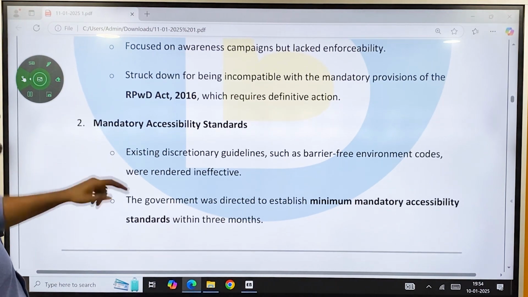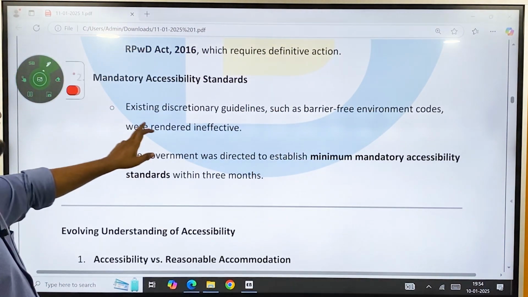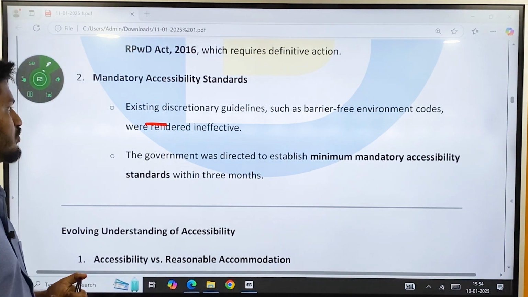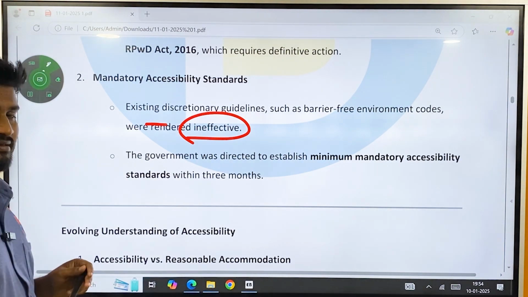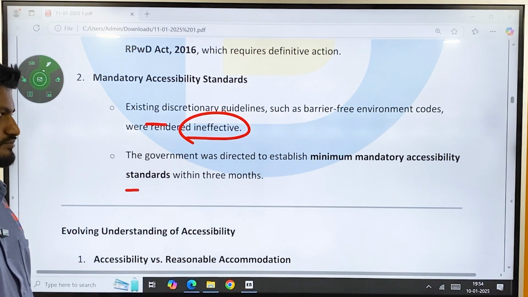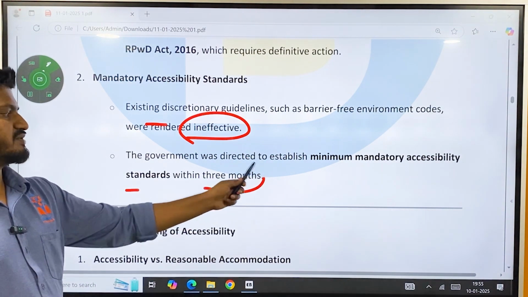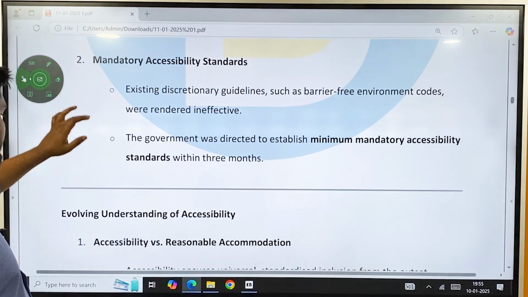The Supreme Court also said that there should be mandatory accessibility standards. Existing discretionary guidance such as barrier-free environment codes was rendered ineffective. Then, the government was also directed to establish minimum mandatory accessibility standards within 3 months. So a deadline has been set by the Supreme Court.